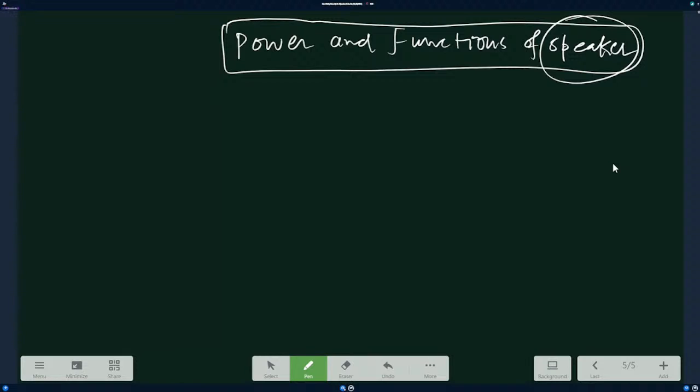And if you see the speaker of the Lok Sabha, he derives power from three sources. First is the Constitution of India. Second is the rules of procedure and conduct of business of the Lok Sabha. And third is many conventions that empower the speaker. तो लिखिए, about a speaker.